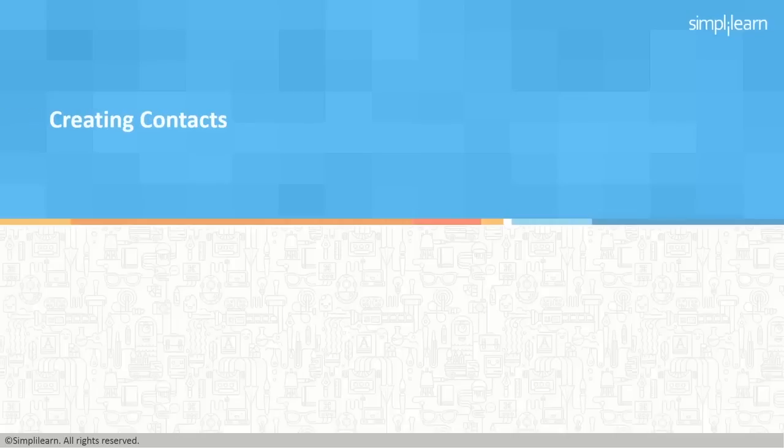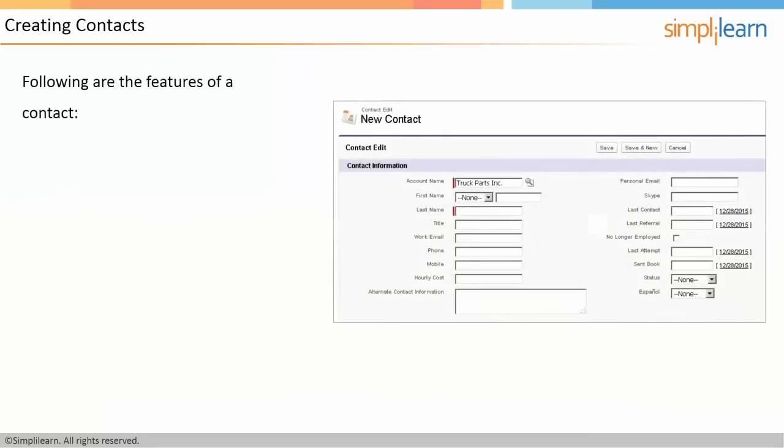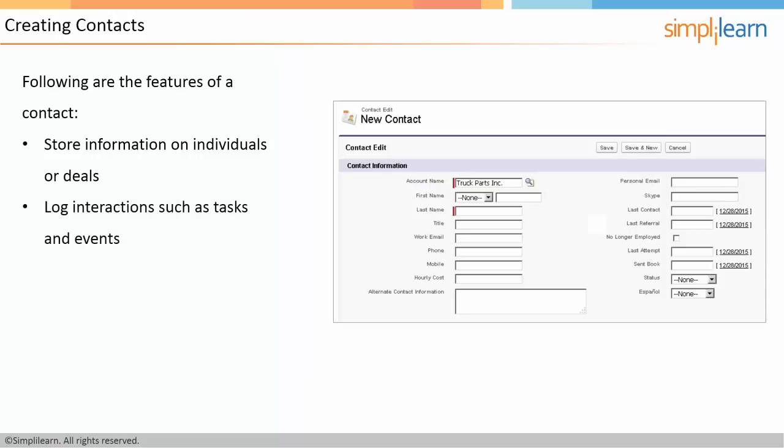The next thing we're going to talk about is creating contacts on those specific accounts. So the features of a contact are quite simple. This is really what CRM systems were designed around from the beginning. They store information on individuals. You can log interactions such as tasks and events. You can also sync them with Outlook or Gmail. You can also do that on leads, but it's primarily done on contacts because the contacts that you have are the actual individuals you really want to be talking to.